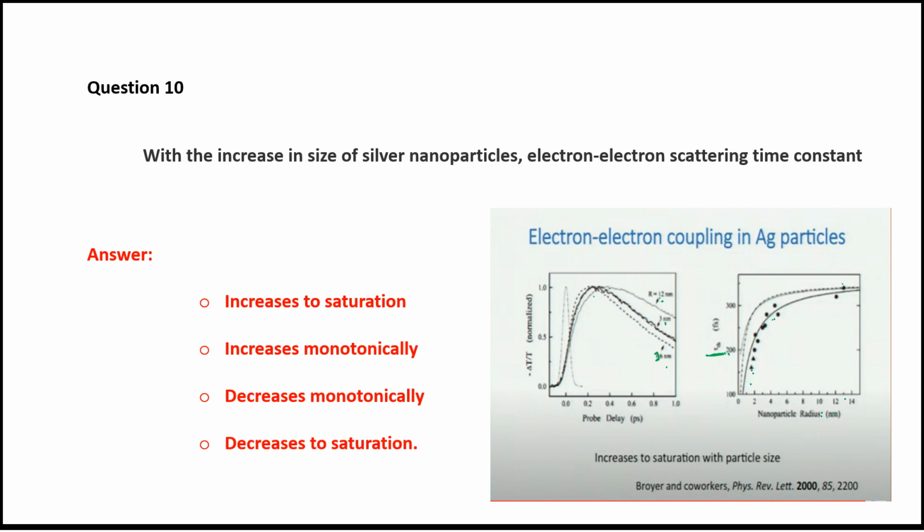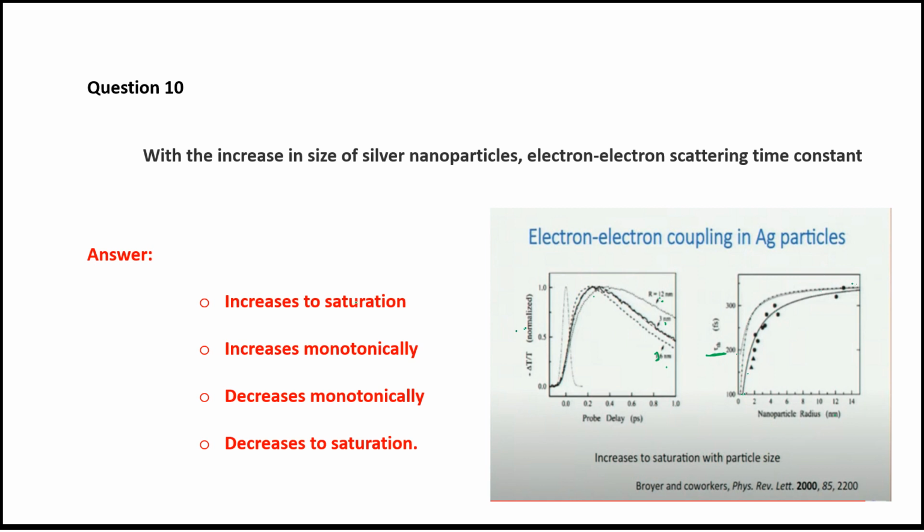with the radius increase. Okay. For each, the radiative lifetime increases, as you can see, from 100 to 200 to 300 for each particle radius they have seen. And as the radius changes, it reaches a maximum. Now, here what are the options given to us? The first option is that it increases to saturation. So this thing we have observed in this case.